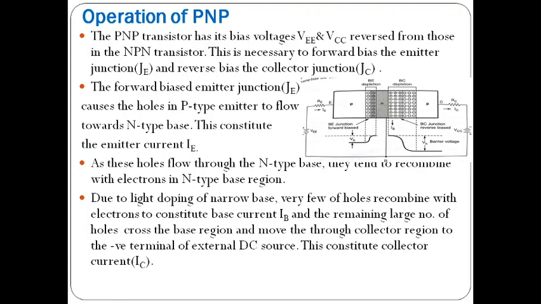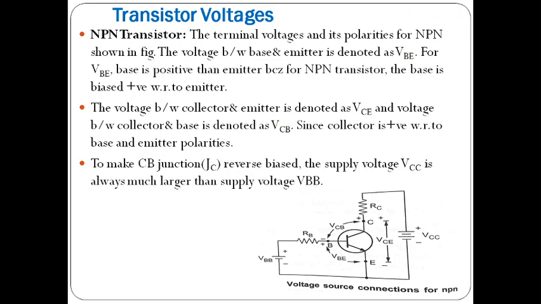So next we'll discuss voltages. So now I'm using the NPN transistor. Here in this NPN transistor, the three terminal voltages and their polarities for NPN are shown in the figure. So this is the symbol of the NPN transistor, the circuit element symbol. You need to consider here, the emitter is connected to the ground, which is common to both input and output.